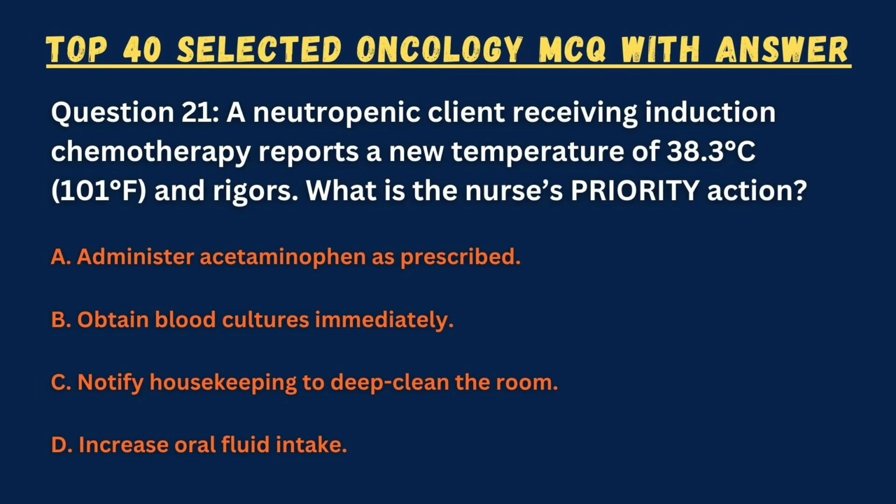Question 21. A neutropenic client receiving induction chemotherapy reports a new temperature of 38.3 degrees Celsius, 101 degrees Fahrenheit, and rigors. What is the nurse's priority action? A. Administer acetaminophen as prescribed. B. Obtain blood cultures immediately. C. Notify housekeeping to deep clean the room. D. Increase oral fluid intake.